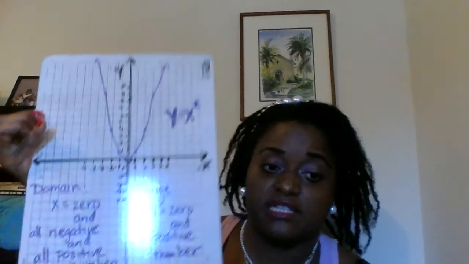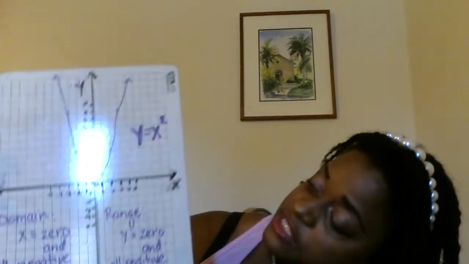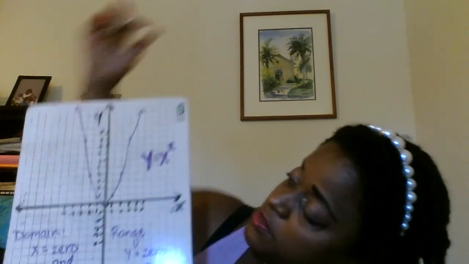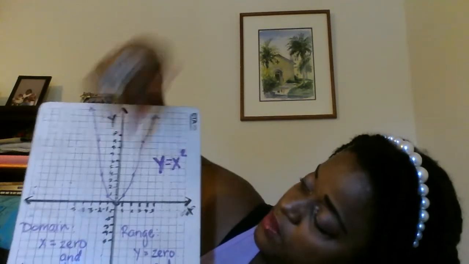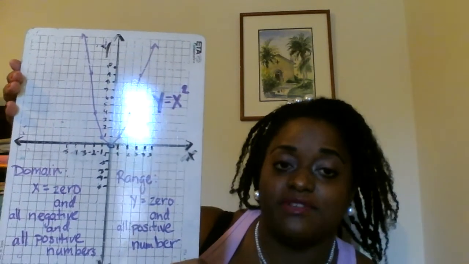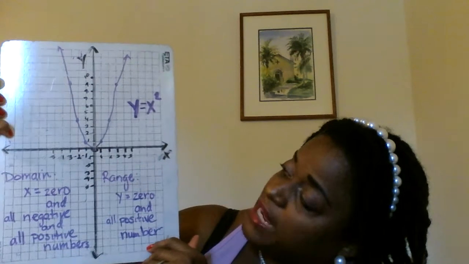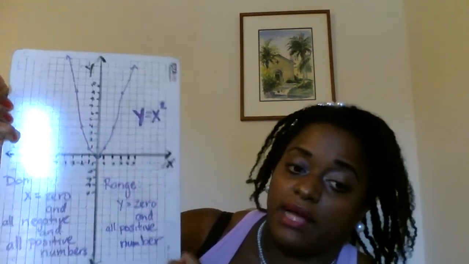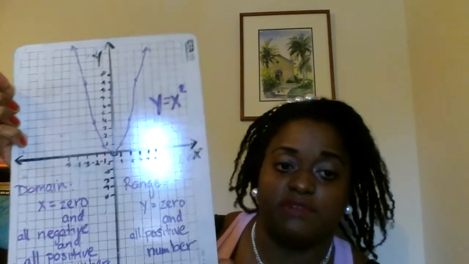So how did I write this? I said the domain is 0. That's your x value. So your domain is x for 0 and all the numbers more than 0 and all the numbers less than 0, right? Or all the positive and negative numbers. And then for the range, it's just going to be y will be the numbers that are at 0 and higher, or y is equal to 0 and all the positive numbers.